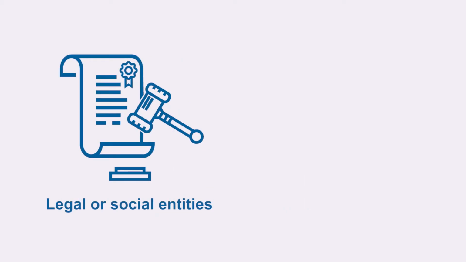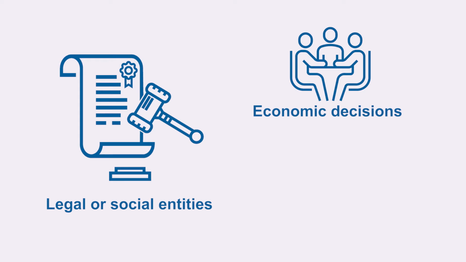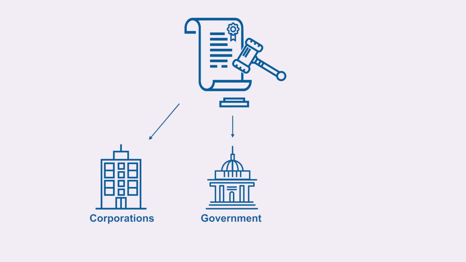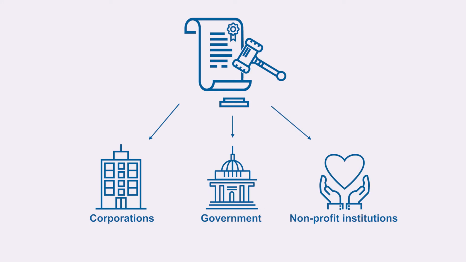These units are responsible and accountable for their economic decisions. However, in many cases, other institutional units may constrain their autonomy. For example, in the case of corporations, which are controlled by their shareholders. Legal or social entities can be further subdivided into three groups of institutional units: corporations, government, and nonprofit institutions.